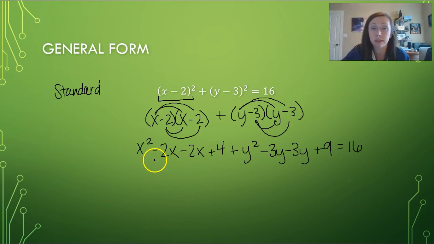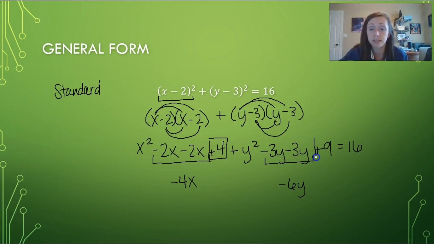Now we have like terms that we can combine. So we have -2x and -2x. Together they make -4x. We have -3y and -3y. Together they make -6y. We also have +4 and +9, the constant terms that came out of those binomials being squared. So together, those make 13. So what remains is x squared, a positive y squared, and equals 16.